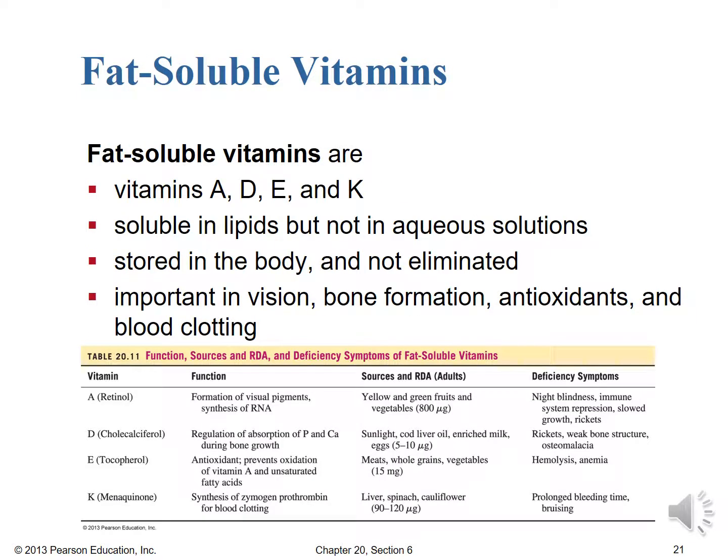Moving on to our fat-soluble vitamins, we have vitamins A, D, E, and K, and as their name suggests, these are soluble in lipids, but not in aqueous solution. So they're different from the water solubles that we've been discussing. One of the big differences is that they are stored in the body and not eliminated readily like the water solubles.